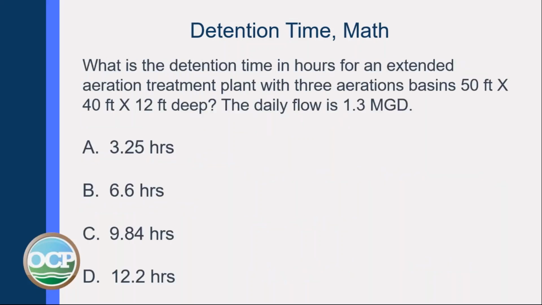Okay, here's one for you to work. What is the detention time in hours for an extended aeration treatment plant with 3 aeration basins, 50 feet by 40 feet by 12 feet deep, with a daily flow of 1.3 million gallons per day? Go ahead and work that out. We'll go through how to do it in just a little bit.